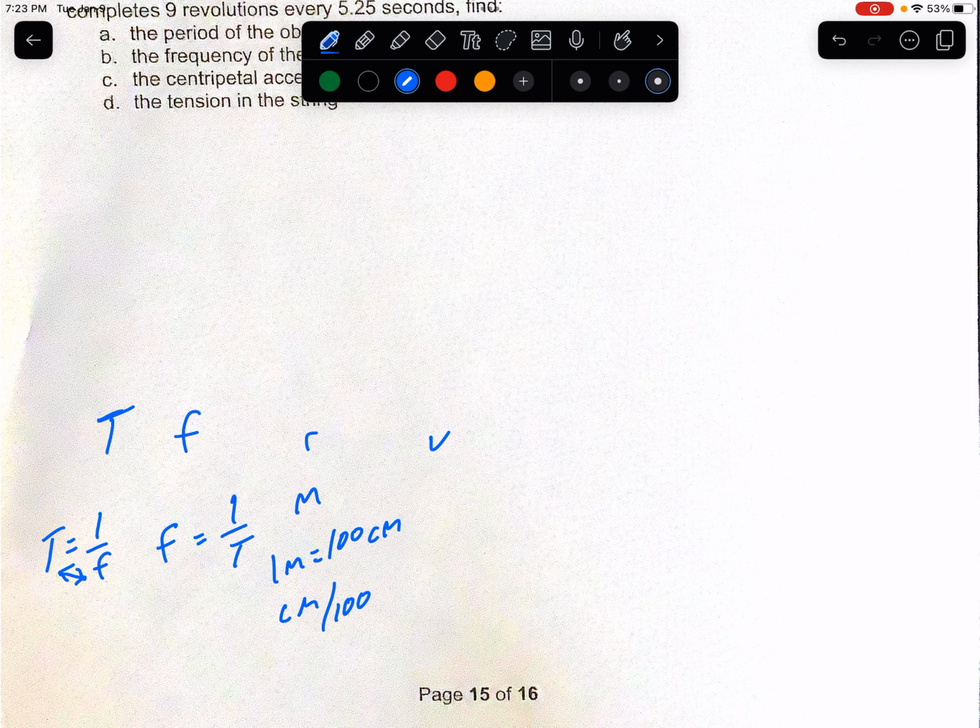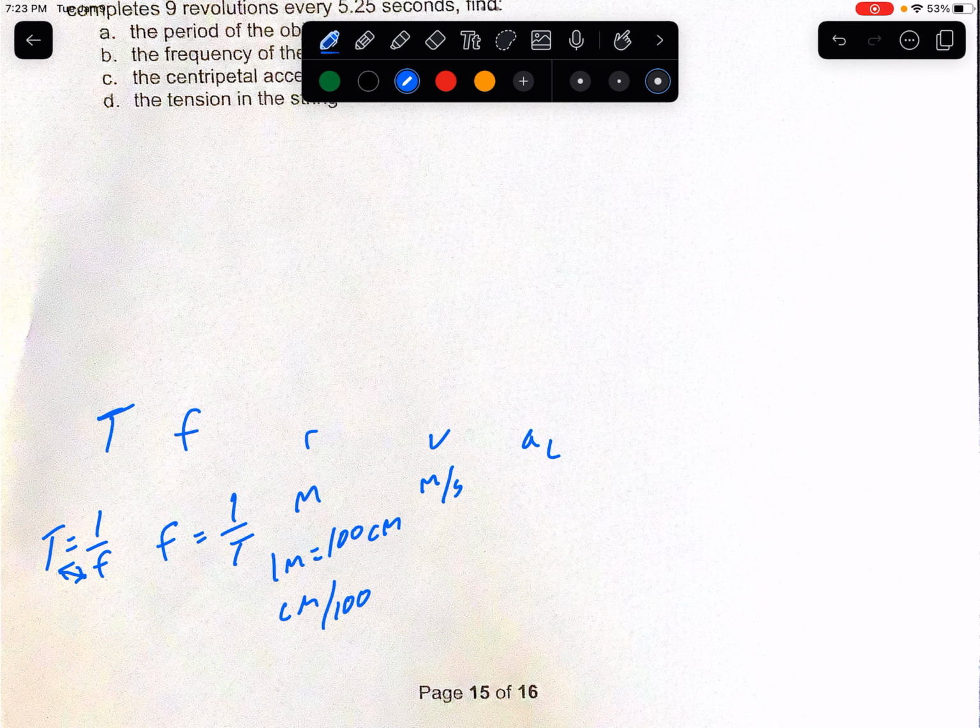Then you have your velocity. You may see terms like speed as well. It's the same thing. It needs to be in meters per second, which honestly, once you fix your radius in meters or your time in seconds, you don't have to really worry about converting your velocity. Then you have your acceleration. That is going to be in meters per second squared. Those are your units for that.